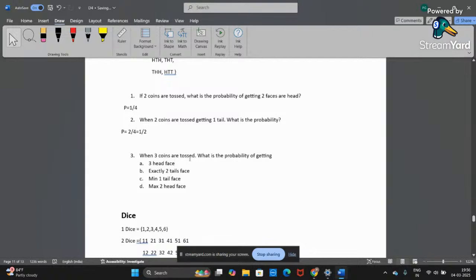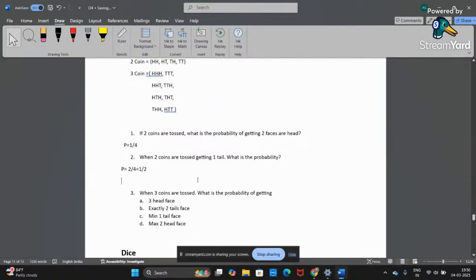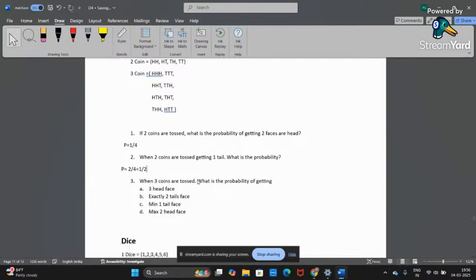When 3 coins are tossed, what is the probability of getting 3 heads? Only here we can find 3 heads. That means out of 1, 2, 3, 4, 5, 6, 7, 8, we are getting only once, right? So we can write it as P equals, how many times we are getting 3 heads, 1 out of 8.